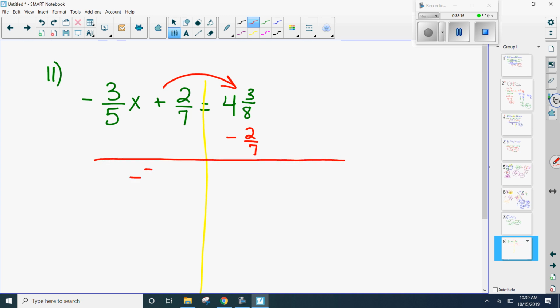So if I do that, I have negative 3/5 x is equal to, you get a common denominator. What's that common denominator? 56, so you multiply by 8 to give you 16. 56, you multiply by 7 to give you 21. What's 21 minus 16? So far, I think you get 4 and 5 over 56. Correct me if I'm wrong for any of you that have already worked through this.